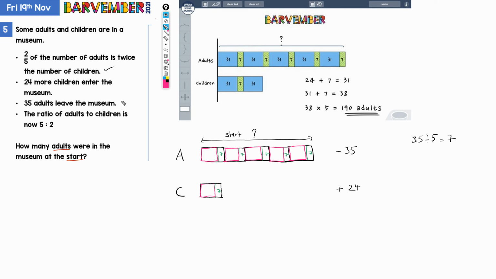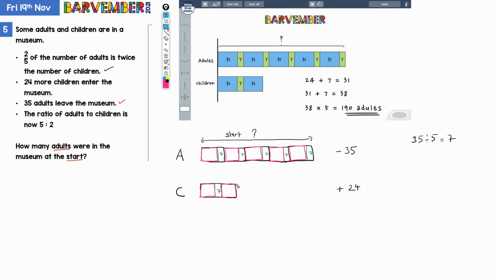But so we've done that, but 24 more children enter the museum and our end ratio is 5:2. Well, what we have here now is 1, 2, 3, 4, 5. We still have 5 parts here. They're smaller, but we've still got 5 parts. We need 2 parts here, and they of course need to be the same size. So we're going to add another one. Okay, that's the same size, and I'm just double drawing it because I've done that to all of the others.